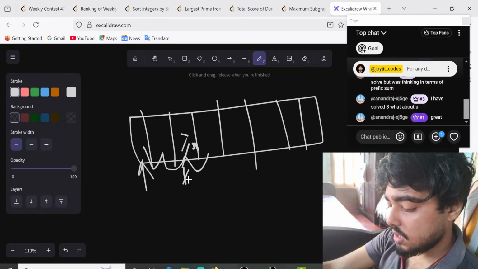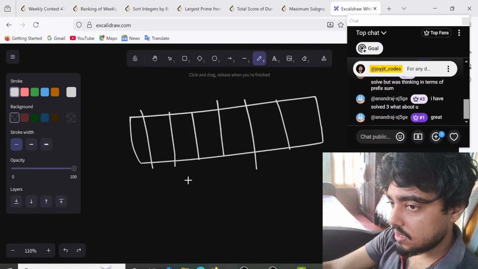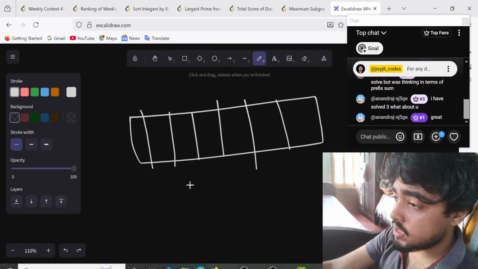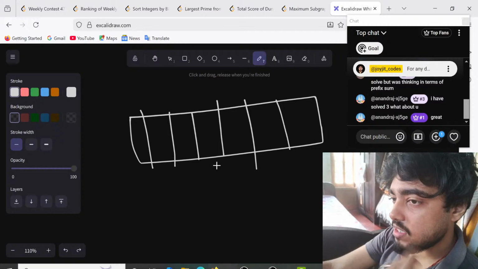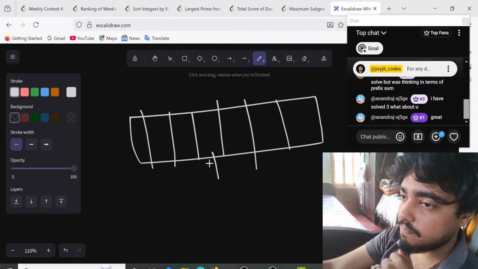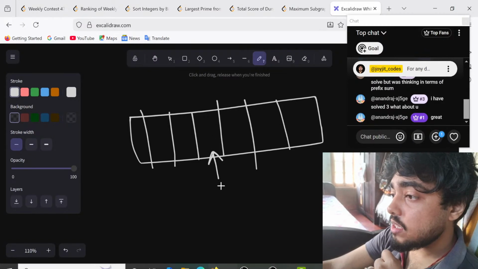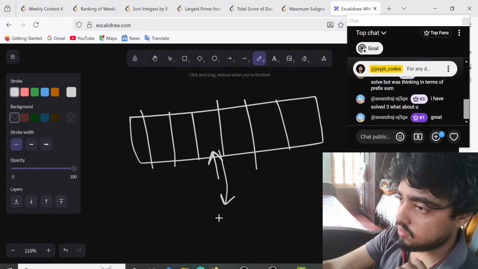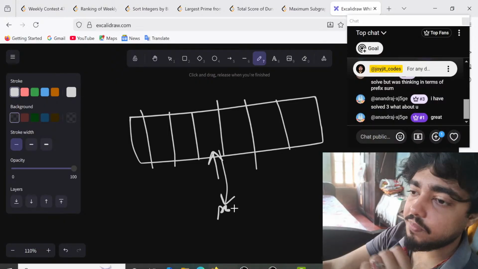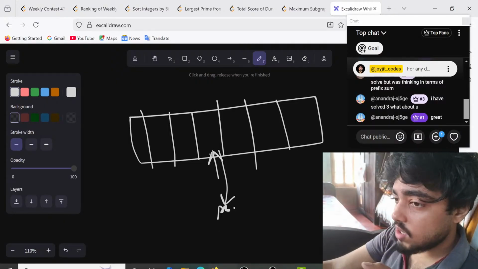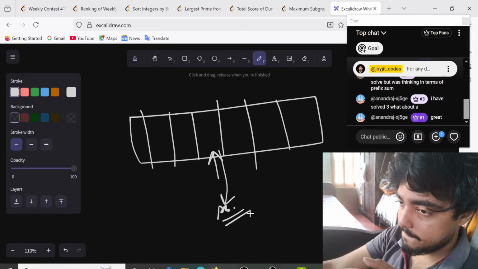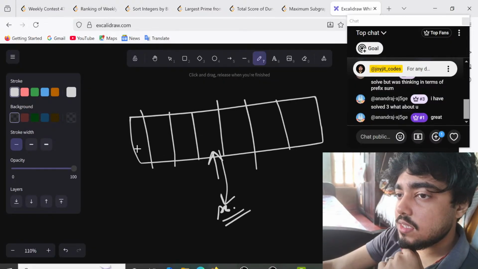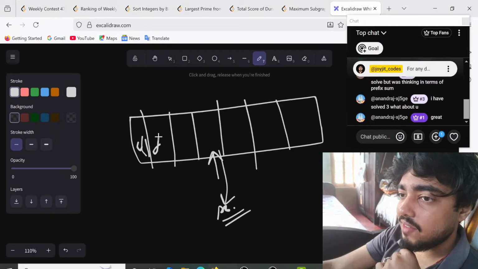But we can frame the question like this: since we have to find the summation of all the scores, let's say I am currently at this cell. From which cell can I start so that this cell is going to contribute to the score? Are you getting what I'm trying to convey? From which cell do you need to start so that you can get this score? Because let's say this has a damage of d1, this has a damage of d2, this has a damage of d3, and this has a damage of d4.